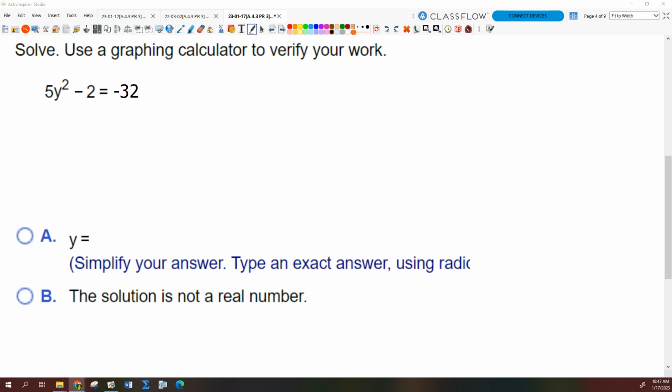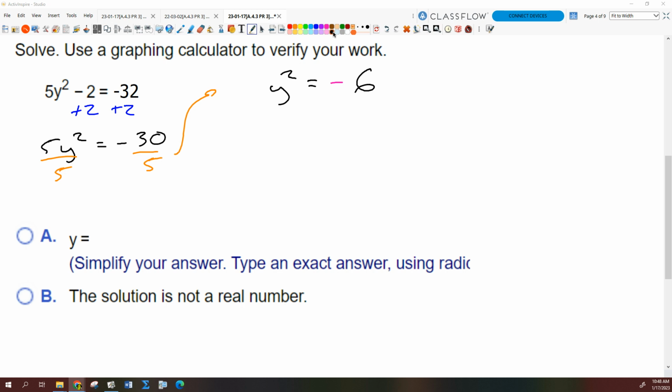It is light work. Okay, what do we do here first? Add 2. There we go. So if we add 2, that gives us 5y squared equals negative 30, right? Now what? Divide by 5. All right, like it. And that gives us y squared equals negative 6. Now what?